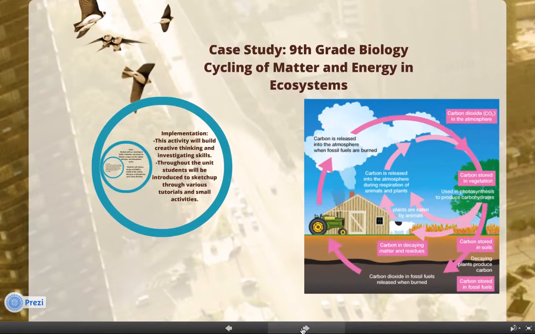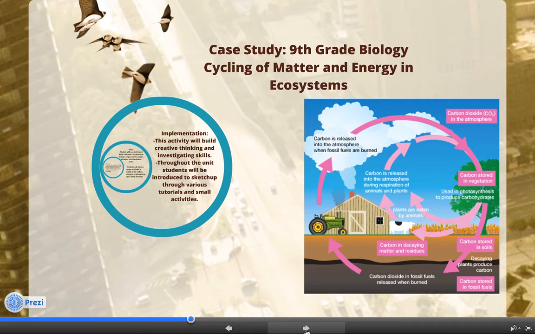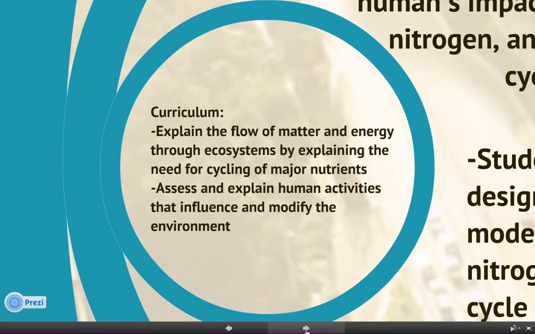Now this one was Ayesha's, and she used SketchUp for 9th grade biology, cycling of matter and energy in ecosystems. Her curriculum is to explain the flow of matter and energy through ecosystems and assess and explain human activities that influence it.